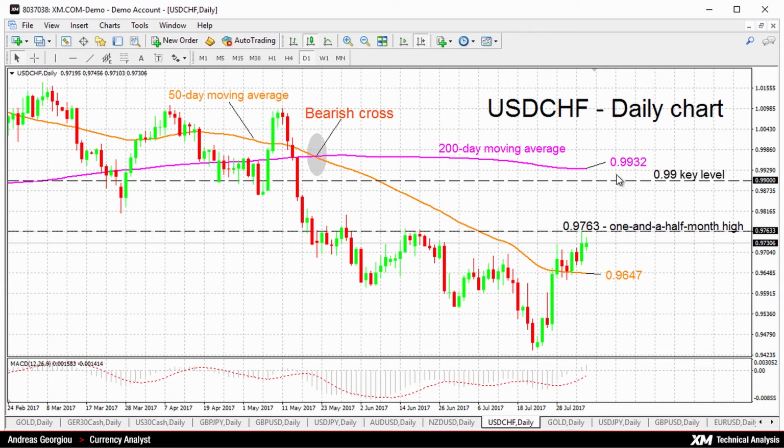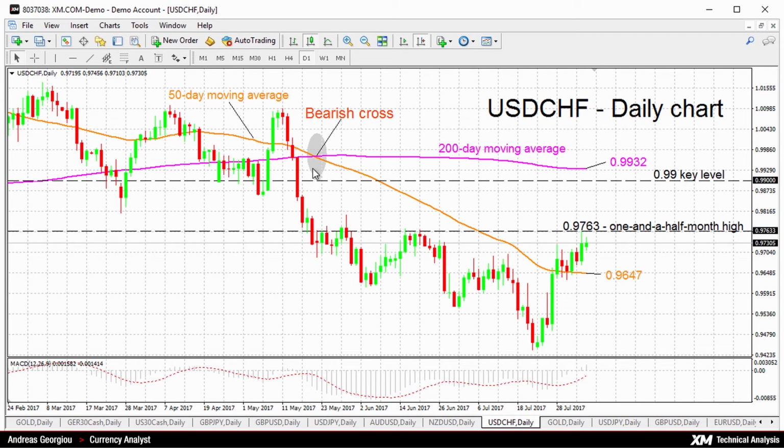If the price declines, then the area around the current level of the 50-day moving average at 0.9647 could act as support. In terms of the medium-term picture, it is looking predominantly bearish given the significant declines in the recent months, though with a neutral tilt after the price recently crossed above the 50-day moving average line. Also take into account that the pair recorded a bearish cross in late May when the 50-day moving average moved below the 200-day one.